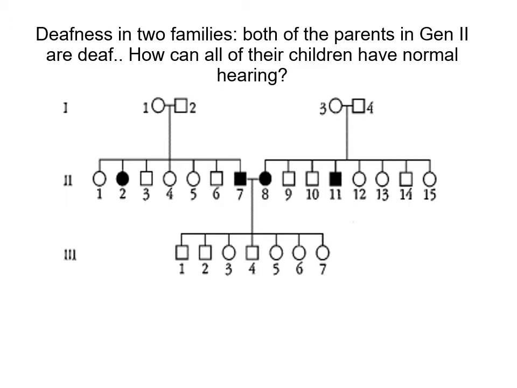Okay, and both are autosomal recessives, if you look at the people. And we have then in generation 2, person number 27 marries person number 28, and both of those people are deaf, and yet all of their children have normal hearing. So the question is, how can we explain a phenomenon like that? Well, the answer, of course, is complementation.